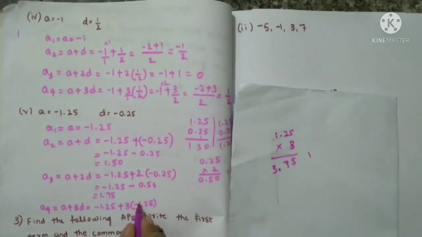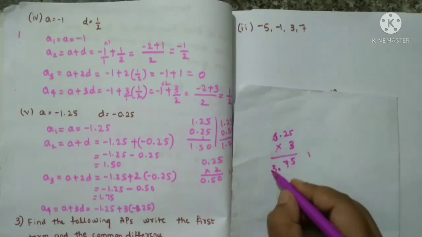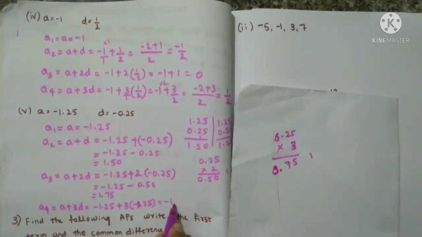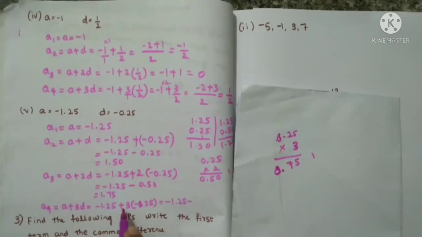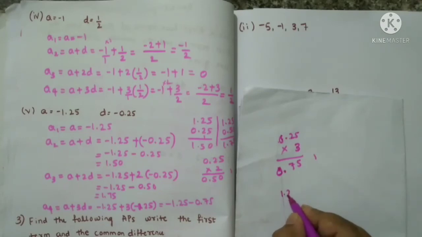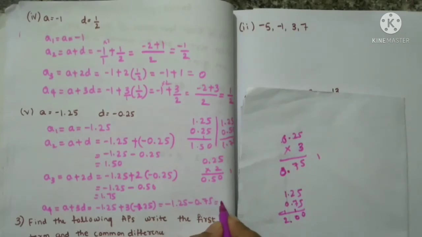Sorry, this is 0.25. So 0.75 will come. So if you multiply 3, what will you get? Minus 1.25 minus 0.75. So 1.25 and 0.75 we should add. 5 plus 5 is 10, 1 carry. So it will come 10, 1 will come 2. So it will get 2.